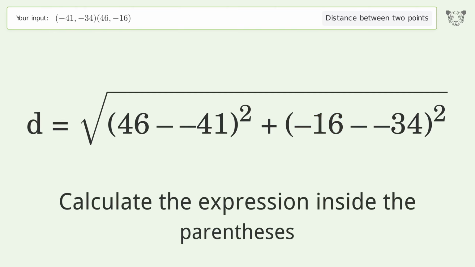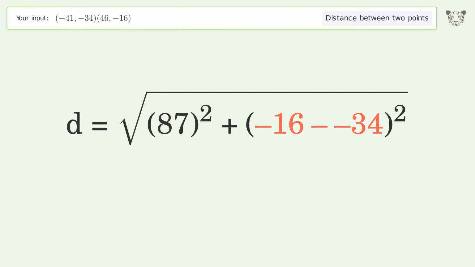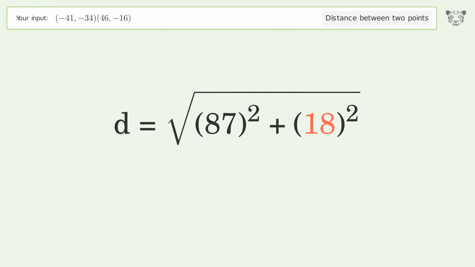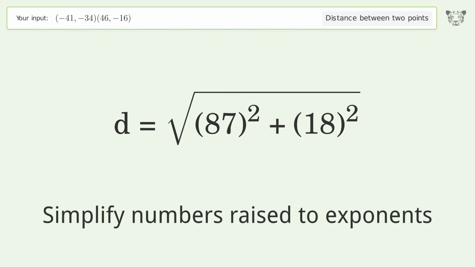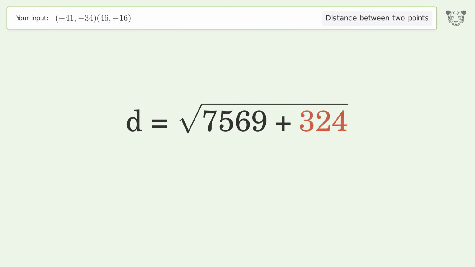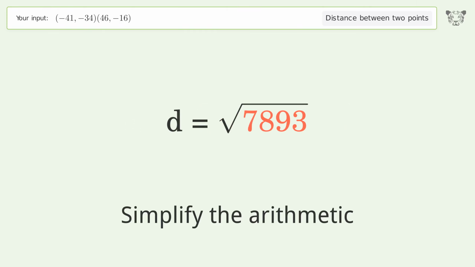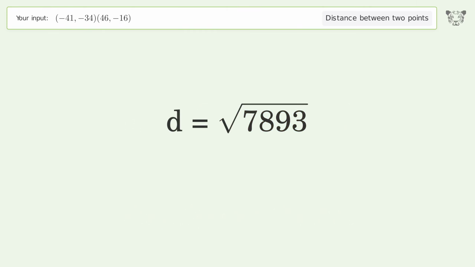Calculate the expression inside the parentheses. Simplify numbers raised to exponents. Simplify the arithmetic. And so the distance between the 2 points is the square root of 7,893, or 88.843.